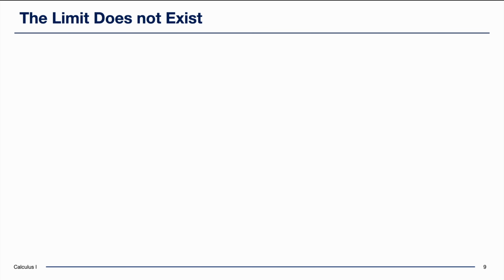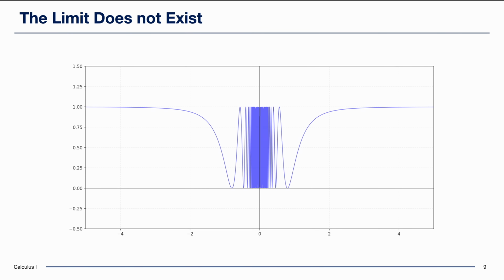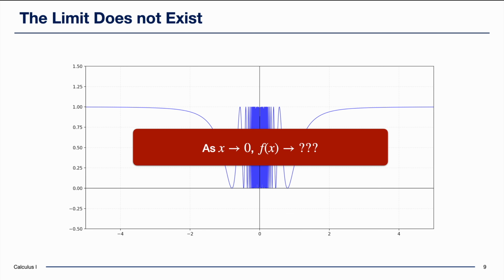Now I want to present the final example. Consider the function of f of x here. As x approaches 0, what does f of x approach? Well, in fact, as x approaches 0, the function oscillates infinitely between 0 and 1, so f of x does not approach a single finite number. Here, we say that the limit does not exist.